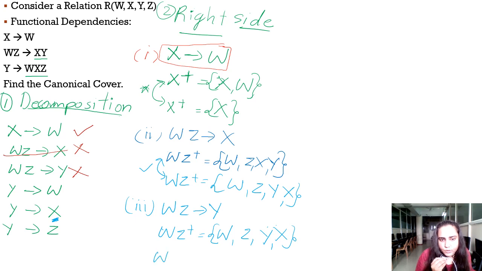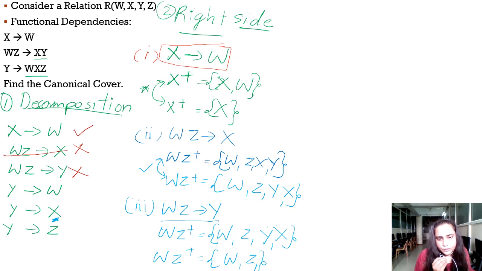So now again I'm going to calculate wz plus, and obviously I can get w and z, but I don't have this dependency anymore, so I cannot directly put y. So can I get y any other way? No, you will notice that you cannot get y in any other way. And remember, this dependency, the second one, we have already removed, so we cannot use that either anymore. So you can see that this is the closure now.